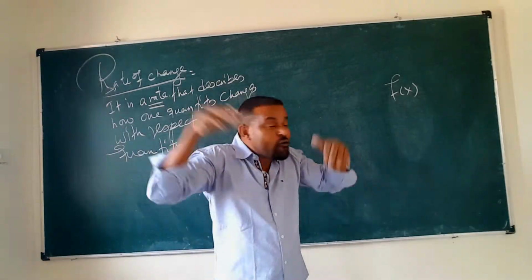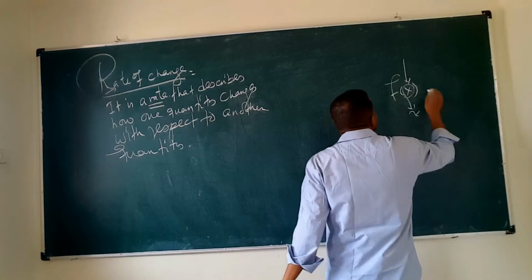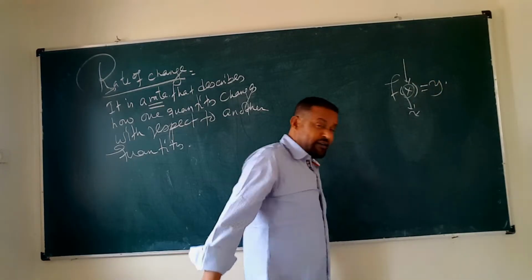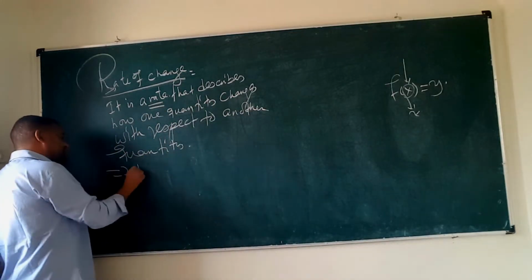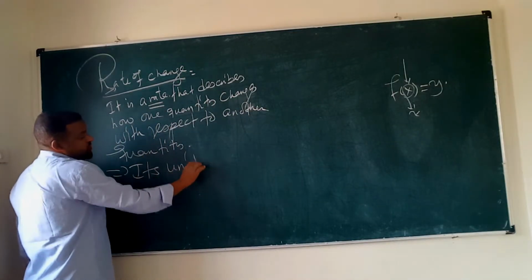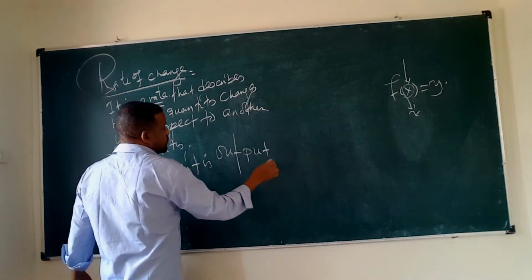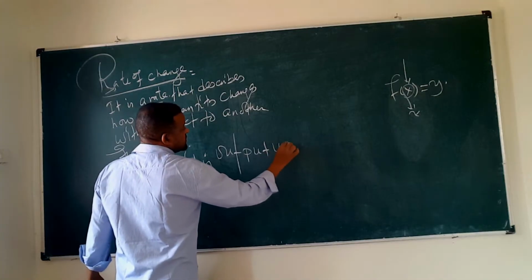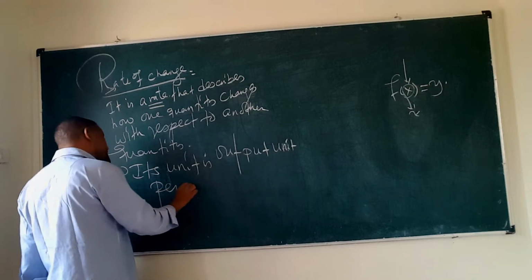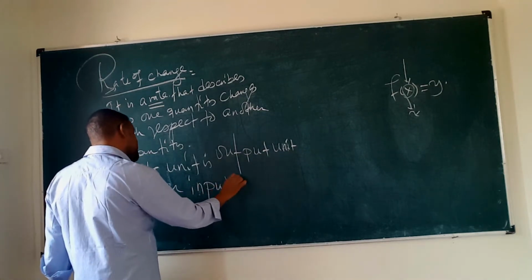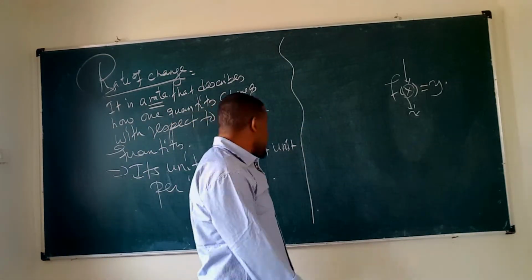So for that matter, our input is what? X. There is an output. That output is what? Y. So the unit of this rate of change, its unit is what? Output unit per input unit. Output unit over input unit.